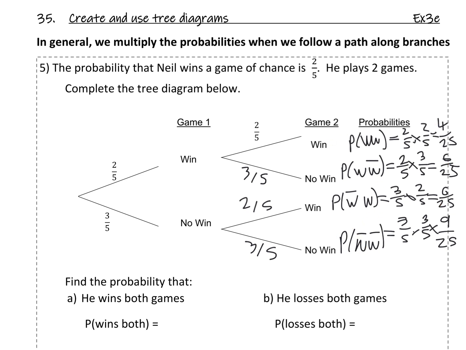So these 4 outcomes should add up to give 1 whole. And they do. They give 25/25. Before moving on, just notice to put a multiply sign there. And it should be equals.